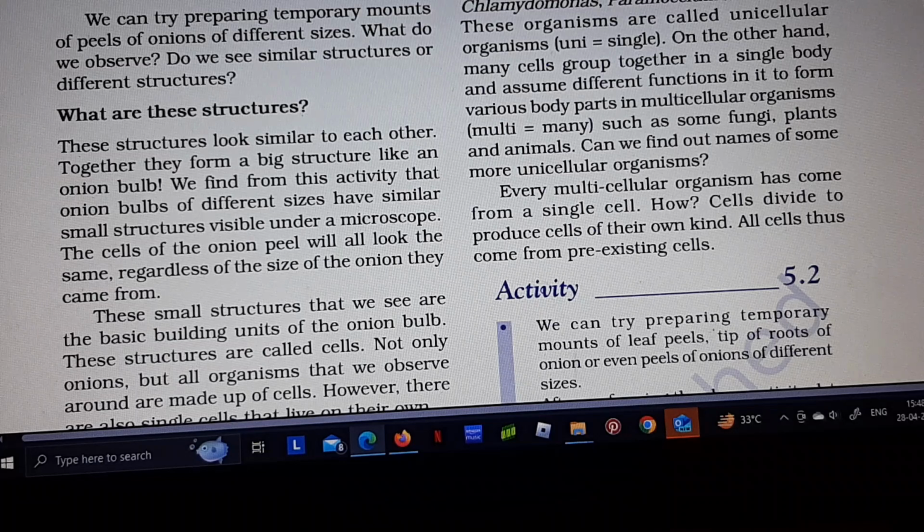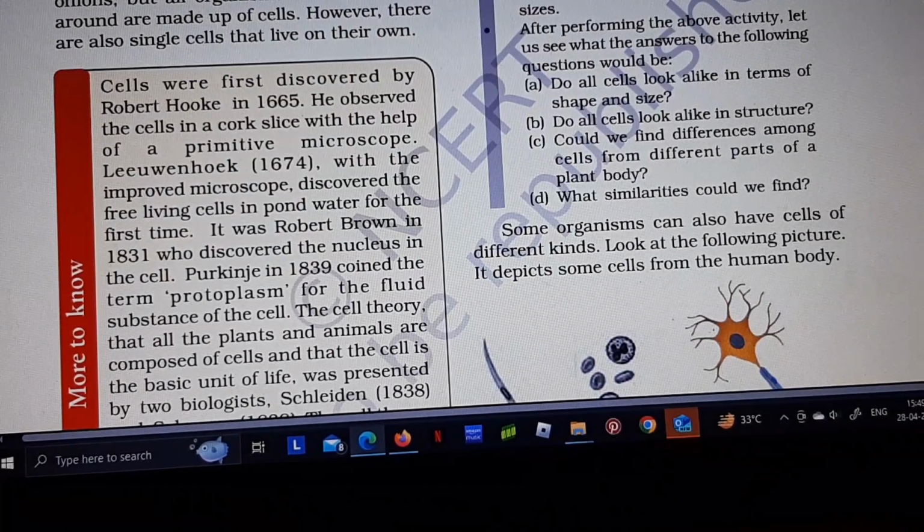Not only onions but all organisms that we observe around are made up of cells. However, there are also single cells that live on their own. Cells were first discovered by Robert Hooke in 1665. He observed the cells in a cork slice with the help of a primitive microscope.